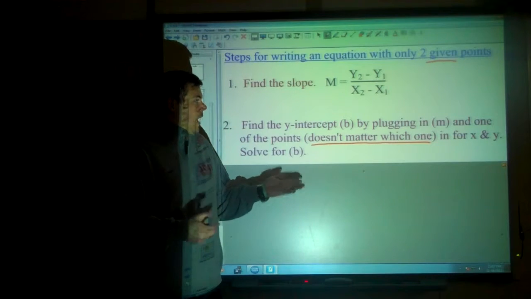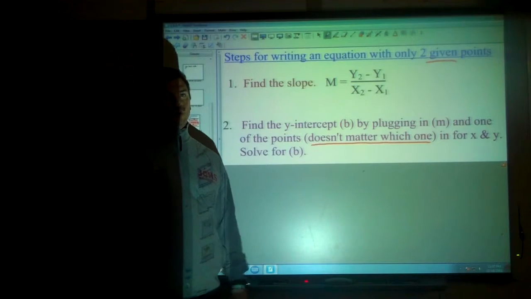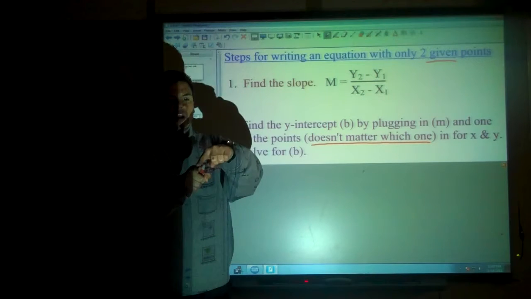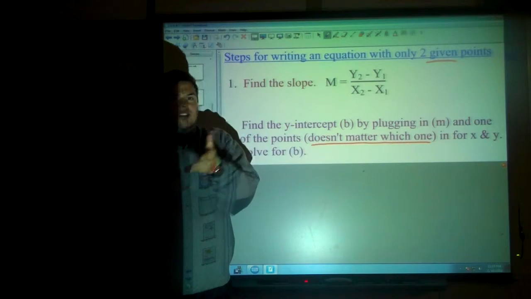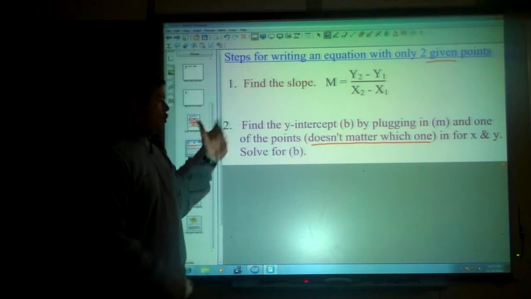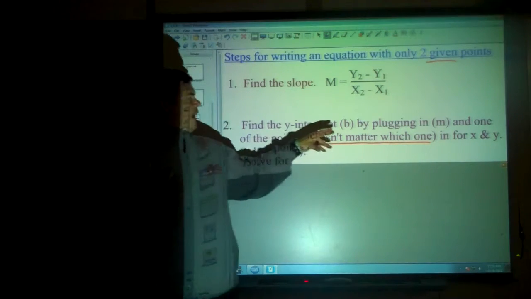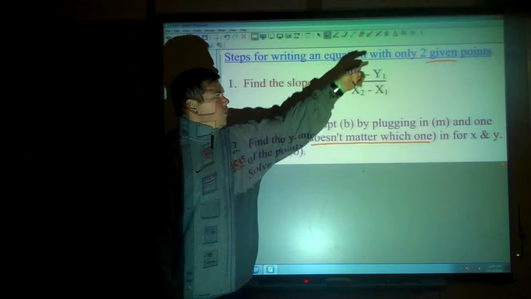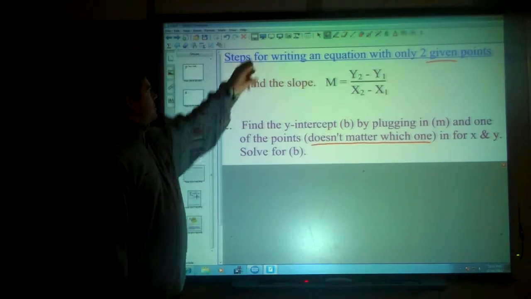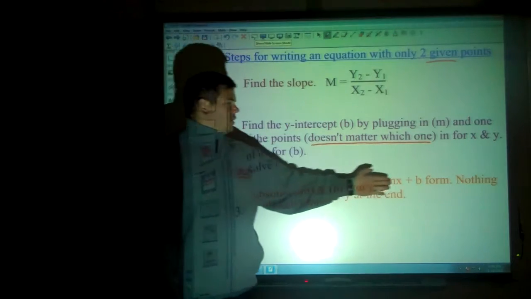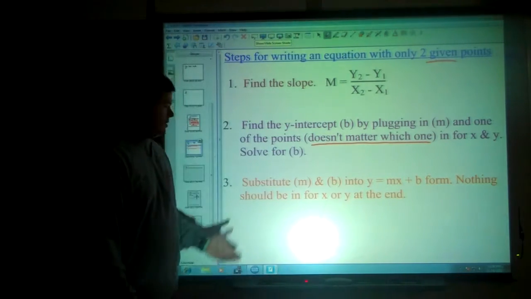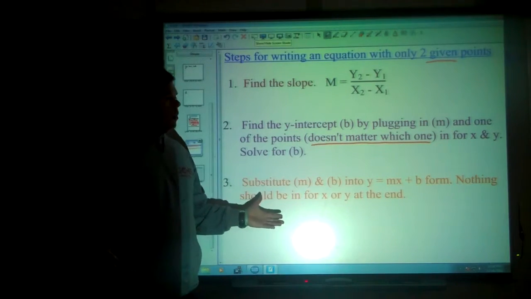If they're both on the same line, it's not going to matter which coordinate you use. It doesn't matter if I go from here and I go up 3 and over 1, or if I go from down here and go up 3 and over 1. It's the same line, so it doesn't matter which coordinate you use. Plug all the values in, m, and then one of the x and the y, and you're right back to solving for b, which means you're going to find your b value, the y-intercept. You won't put anything for x and y.